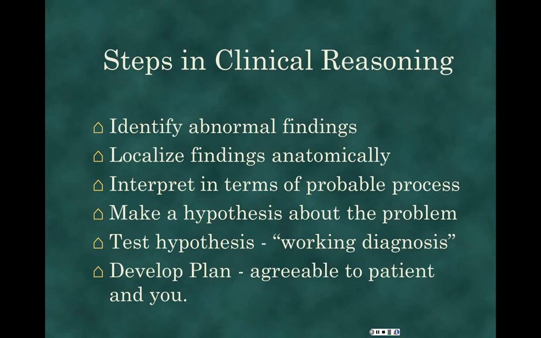First of all, you're going to identify abnormal findings. That might include abnormal findings in the history, review of systems, as well as on your physical exam. You're going to localize these findings anatomically when it comes to your exam, and then you're going to interpret them in terms of the probable process. And we'll talk a little bit more about that in the next few slides.